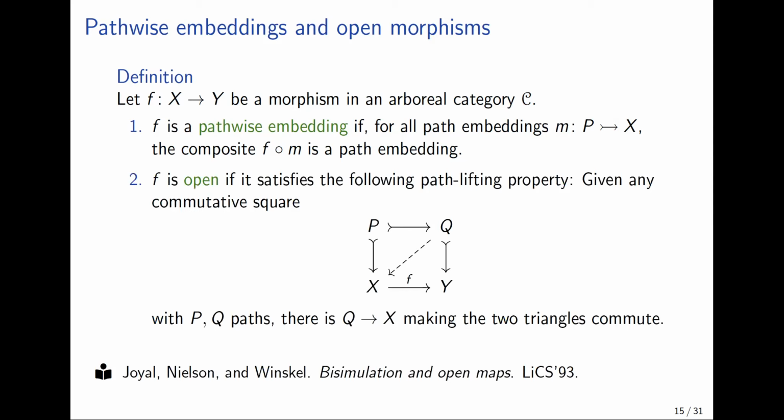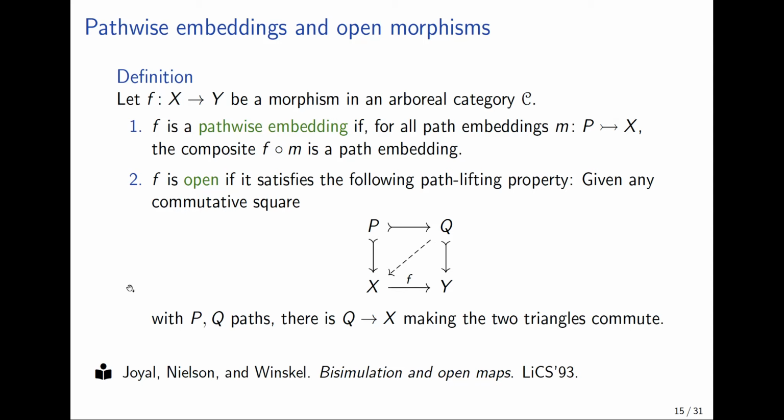Another important notion is that of openness. Say that f is open if it satisfies the following path lifting property. This says that if you have a commutative diagram, the outer diagram here, where P and Q are paths, and then you have three embeddings here, then there must be some diagonal filler in this diagram. So why the name path lifting property? Well, the intuition is that whenever you have a path of shape P in X, which can be extended to a path of shape Q in Y, then it can also be extended to a path of shape Q in X. That's essentially what it means.